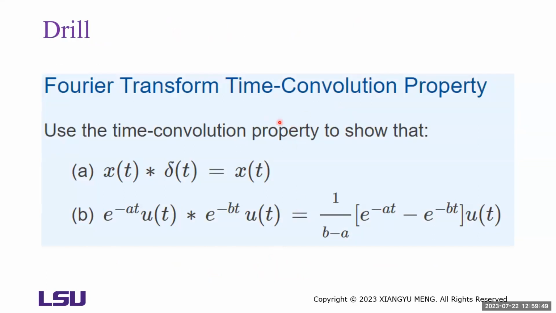I will give you two questions to practice. Use the time convolution property to show that the convolution of x(t) and delta(t) is x(t). Then show that the convolution of e to the negative a t times the unit step signal and e to the negative b t times the unit step signal is 1 over (b minus a) times (e to the negative a t minus e to the negative b t) times the unit step signal.